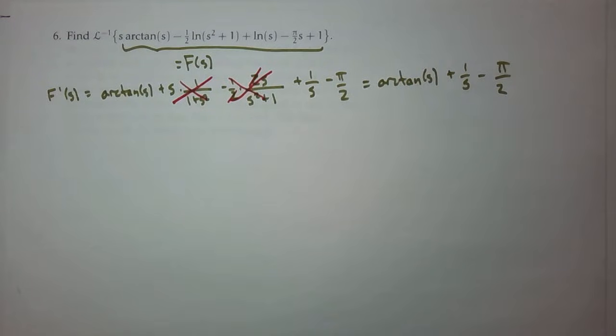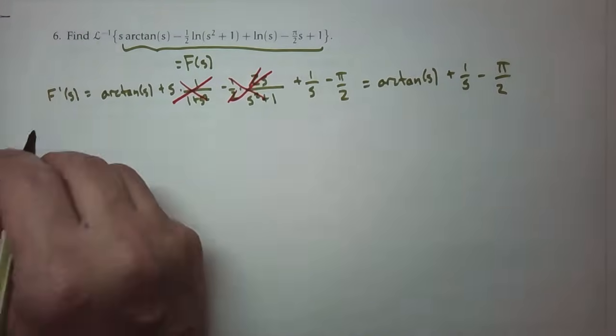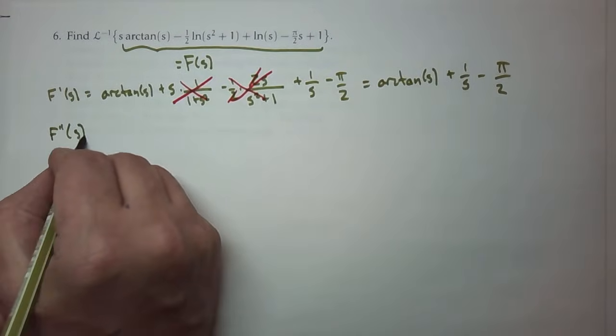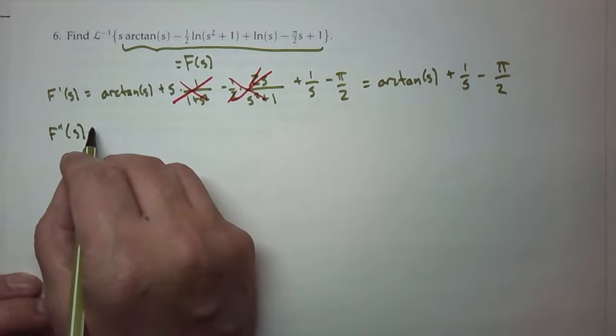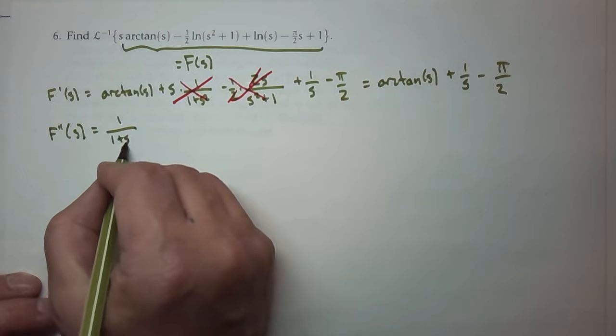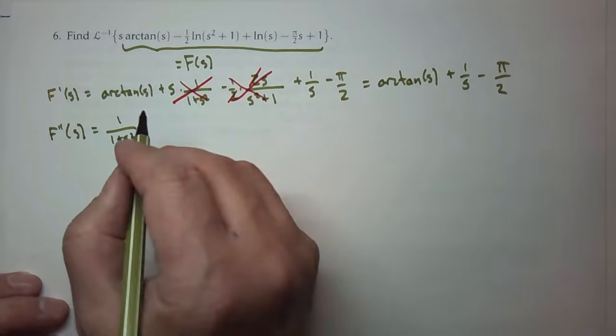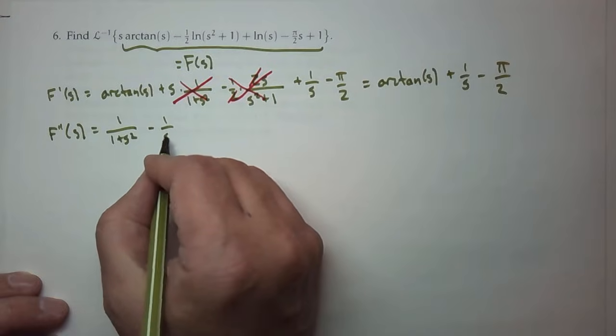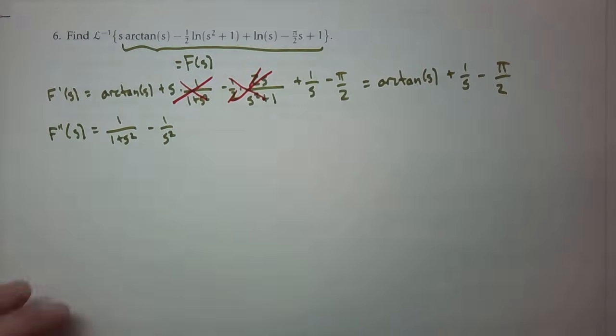Do we have a formula for arctangent on our sheet? No, our sheet is not all-knowing. So what can we do now? We can take another derivative. It's an idea so nice, we'll do it twice. Okay, what's the derivative of arctangent? Spoiler alert, we already did it. 1 over 1 plus s squared. Derivative of 1 over s? Negative 1 over s squared. Derivative of negative pi halves? 0.